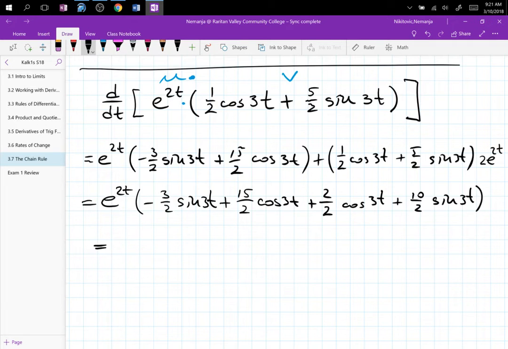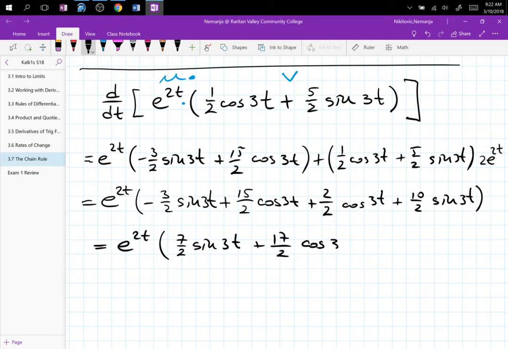So what I have is e to the 2t, and now you take a look at this. So a sine and a sine. So 10 minus 3 is 7 halves sine 3t. And then 15 plus 2 is 17 halves cosine 3t. And that would be the answer. And what do you do then?